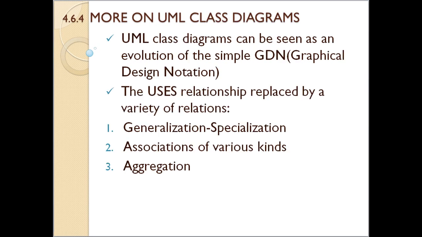More on UML class diagrams. UML class diagrams can be seen as an evolution of the simple GDN, or the graphical design notation. The uses relationship is replaced by a variety of relations: the generalization, specialization, the associations of various kinds, and aggregation.